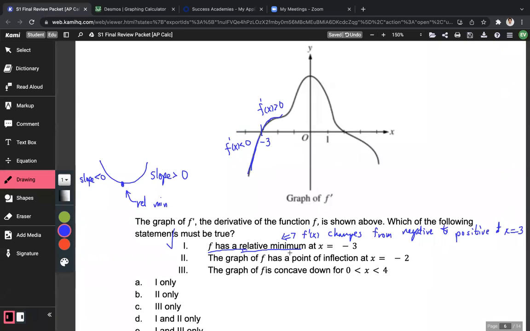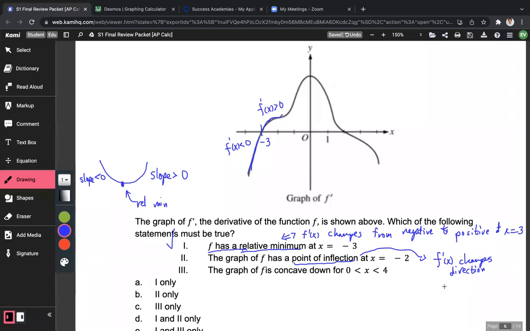All right, what about the second one? F has a point of inflection at x equals negative 2. All right, what does a point of inflection mean? Well, a point of inflection means that in our parent function, we're going to see a change in concavity. In our second derivative, we're going to see a change in sign. In our first derivative, f prime of x should change direction. Now, whether it changes direction from increasing to decreasing or decreasing to increasing isn't going to matter. It'll give me a point of inflection either way.